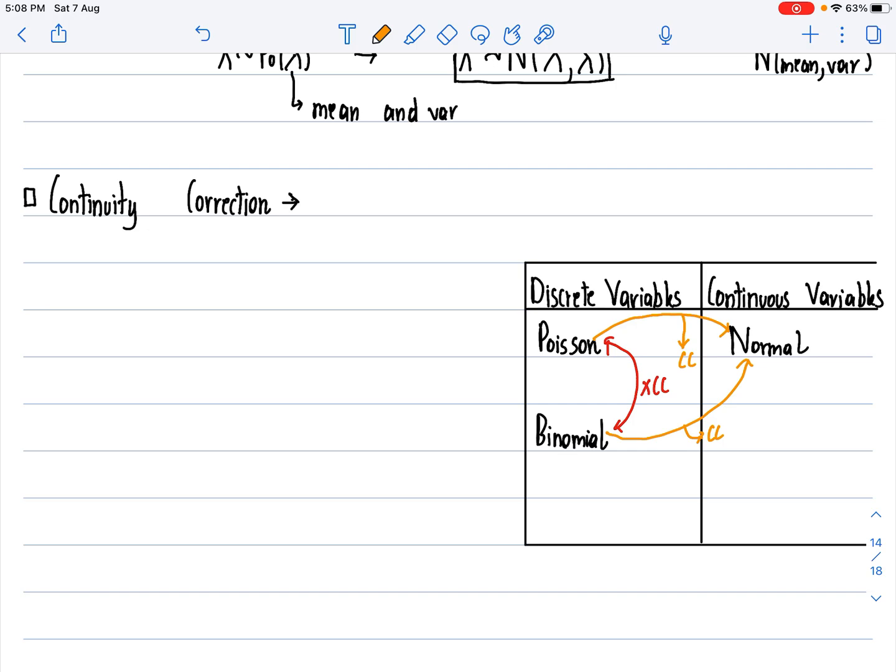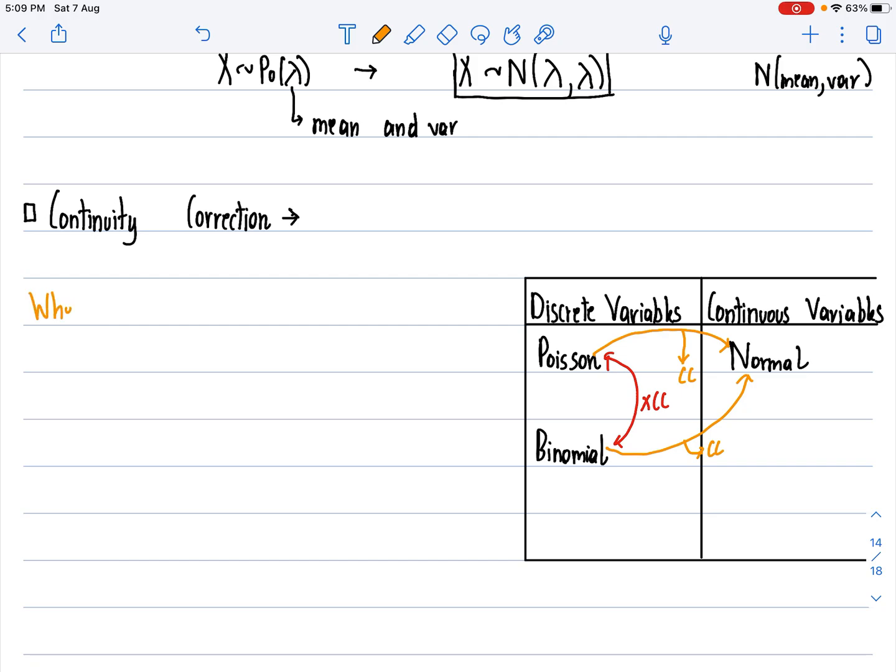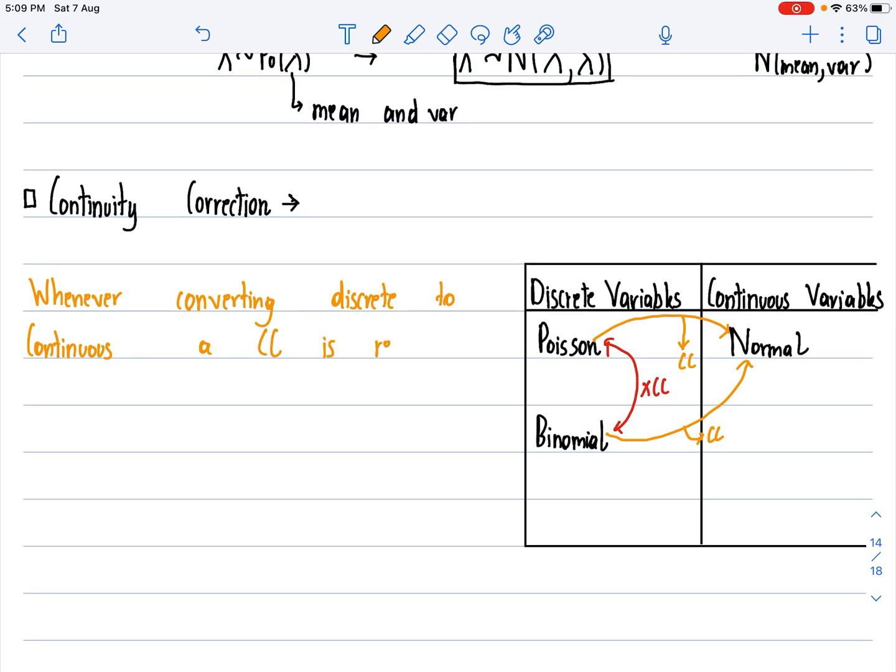Binomial to normal we've done in AS level. Now we are learning Poisson to normal. Whenever you convert from a discrete variable to a continuous variable, there's always a continuity correction. So you can just remember it as whenever converting discrete to continuous, a continuity correction, which is a CC, is required. This is very important to understand because in some cases people forget the continuity correction.